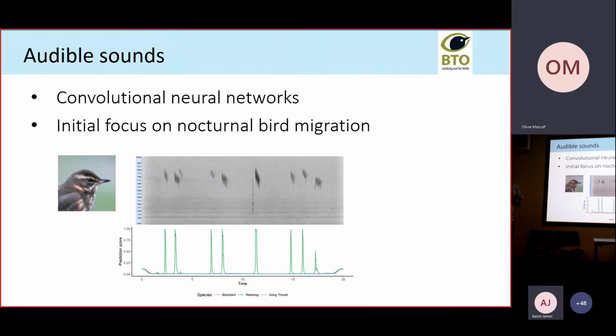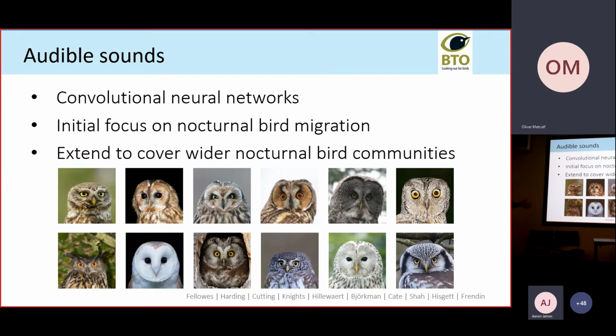My work more recently is using convolutional neural networks, initially focusing on nocturnal bird migration. So this is a time when most people don't want to stay up all night counting redwings, the species here. So I've trained neural nets to scan through these night-long recordings to find redwing calls and other nocturnal migrants. Now that's quite a limited application really, it's just kind of weird people like me that are interested in nocturnal migrants. But more generally applicable, we have interest in the wider community of nocturnal bird species, particularly owls.